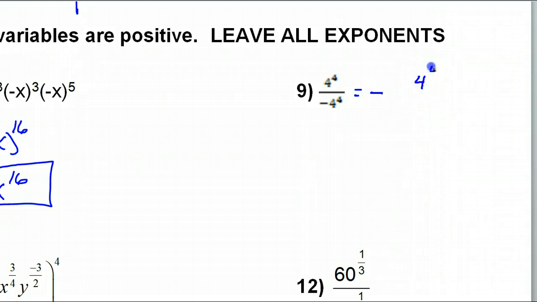So then we just have 4 to the 4th power over 4 to the 4th power. And of course, anything divided by itself is 1. So this part is just going to be 1. And then we just have that negative sign. So the final answer would simply be negative 1.